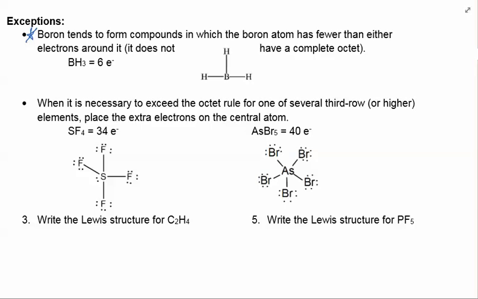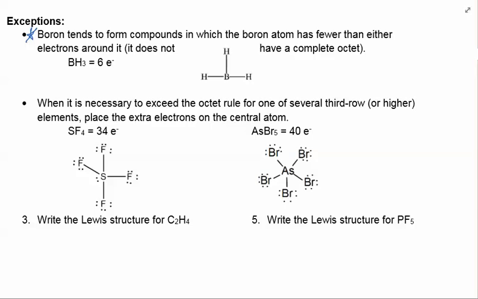Sometimes on the periodic table we have certain elements that are in the third period, especially like phosphorus or sulfur. Those elements have the special ability to actually kind of hide away extra electrons. So in these two examples here, we have sulfur and arsenic. Both of the central atoms have more than 8 electrons total. I think they both have 10.